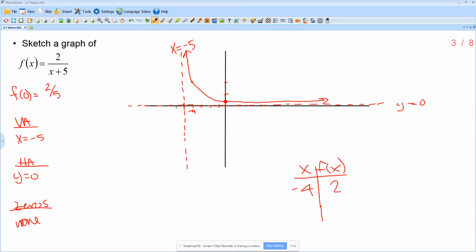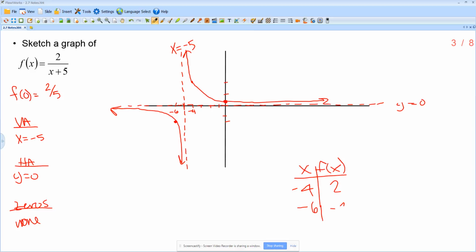What I also need to know then is, hey, what's going on at -6? Because I don't know if I'm up here or down here. If I substitute -6 into this function, I would get 2 over -1, which is -2. So I know (-6, -2) is a point on this graph. And my function needs to be bounded by both of these asymptotes. So there I just graphed our rational function by hand.